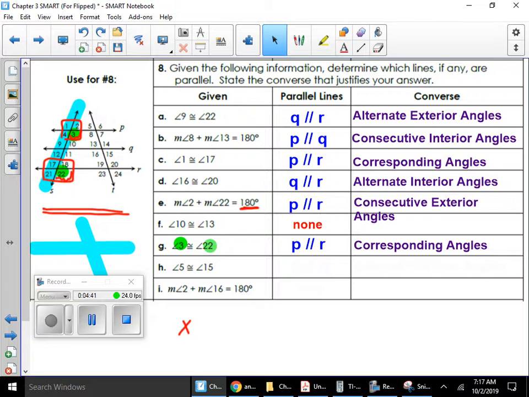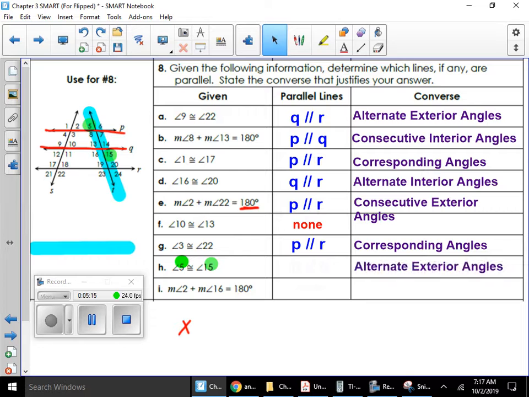What about 5 and 15? 5 and 15. So 5 is over here, and 15 down here. So now T is our transversal once again. 5 and 15 are on opposite sides of that transversal, and they are on the outside. They are on the outside of the lines we care about here, P and Q. So they are alternate exterior angles, and that converse does tell us that if those angles are congruent, then the lines are parallel. So we wind up with P and Q.